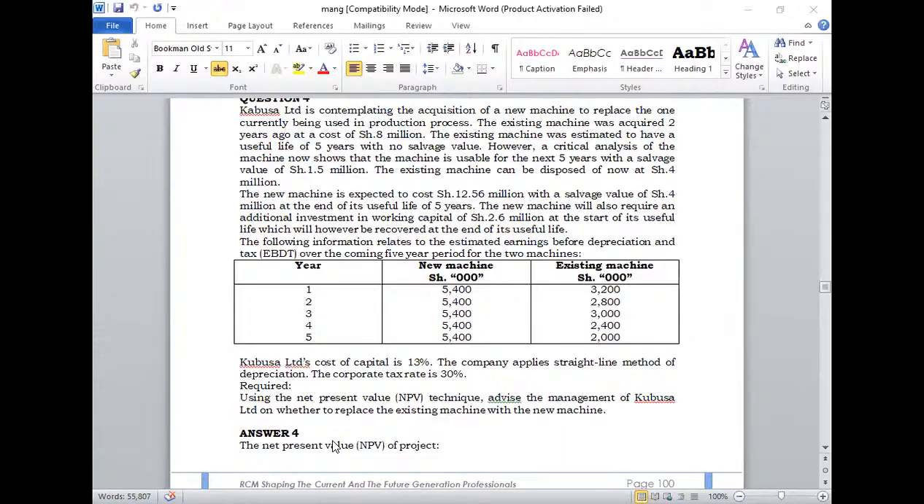Ladies and gentlemen, I would want us to go slowly with this. First of all, I would want you to give me the initial cost, the initial outlay of replacing the old machine. I would want everybody to compute the initial outlay of replacing the old machine. I'm giving you 3 minutes.